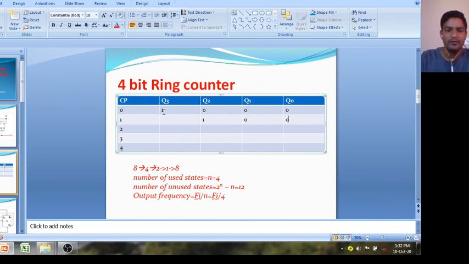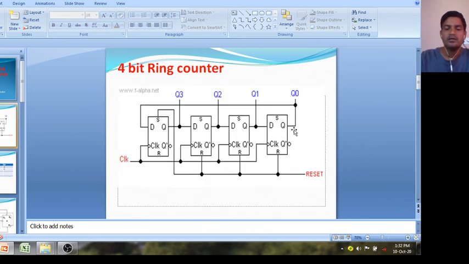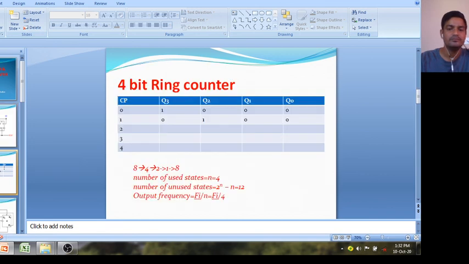Then what will be the value of Q3? Q3 is nothing but this Q0, which is 0. Why? You know D3 equals what? Q0. This is your Q0. D3 equals Q0, and D3 equals Q3 after the clock, so Q3 will be this Q0, the past value. So this 0 is coming here.